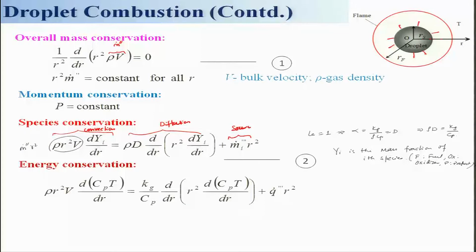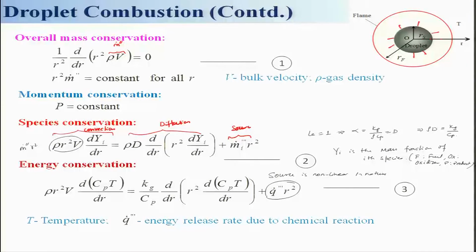So, now let us look at the energy equation. It has similar terms: this is the convection term, this is the conduction term, and this is your source term, the heat release being done here. So, we will have to solve these equations. If you look at, this source term is non-linear in nature, which is quite difficult to solve. Keep in mind T is the temperature, and Q dot triple dash is the energy release rate due to chemical reaction.